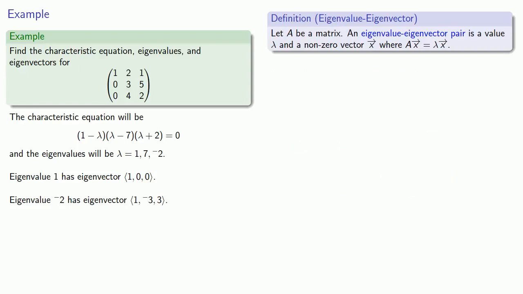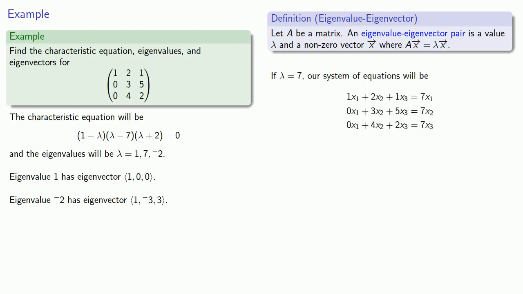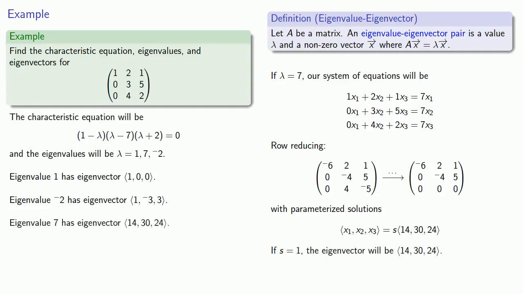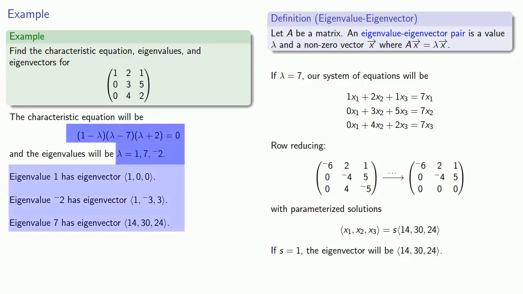And finally, for our eigenvalue 7, our system of equations will be matrix times vector equals 7 times vector. Row reducing that system of equations gives us our parameterized solutions. And, again, we'll let s equal 1 to get one of the many eigenvectors, 14, 30, 24. And so now we have our characteristic equation, our eigenvalues, and all of our eigenvectors.